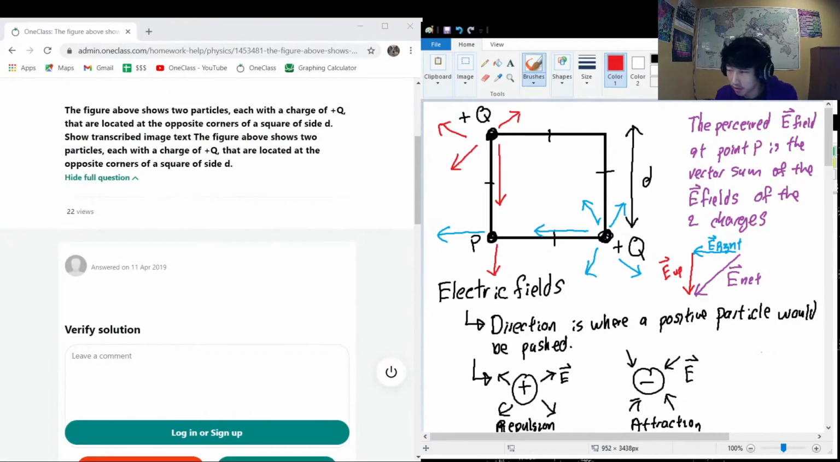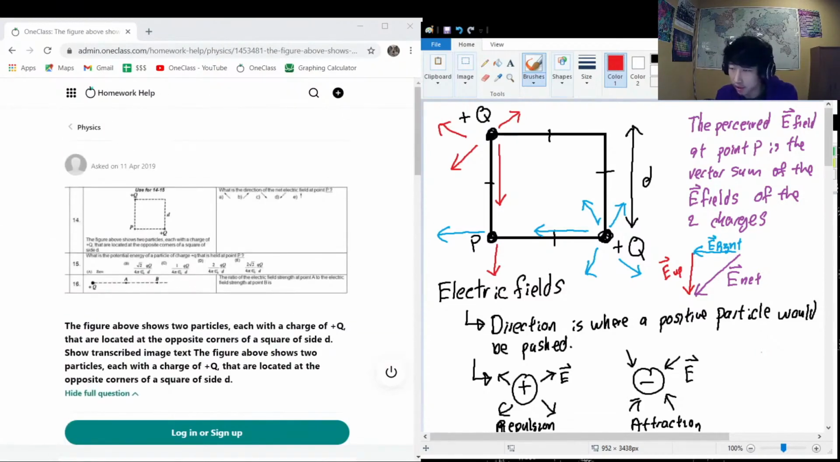So, no solution to verify here. That's nothing to be worried about. We just know that the first one is going to be D. This is the direction.